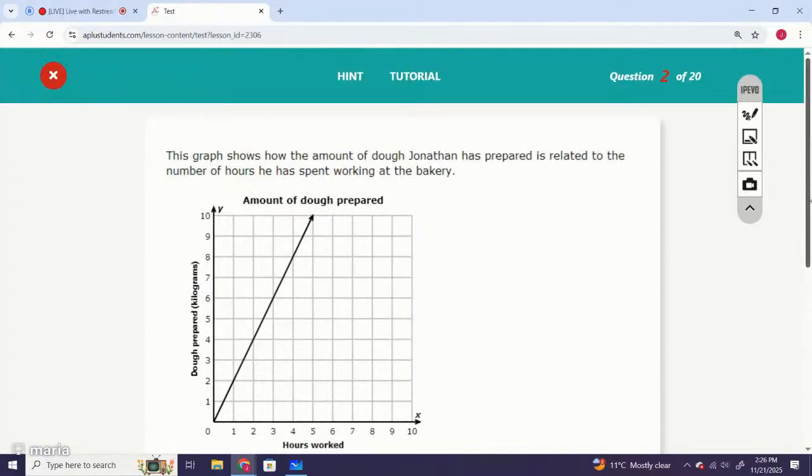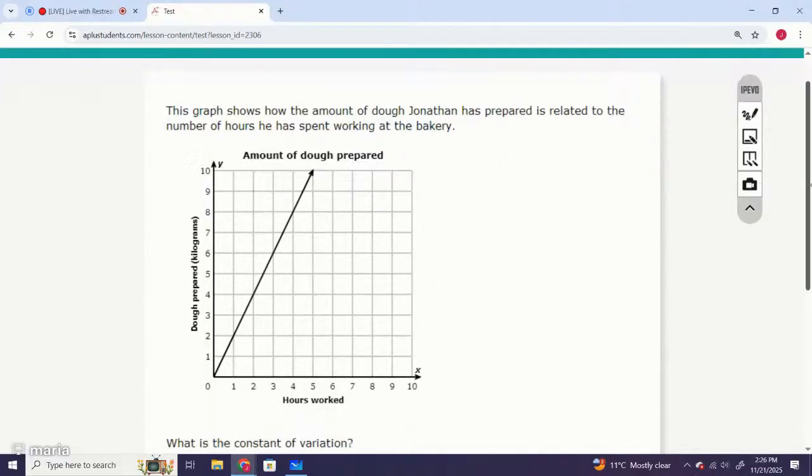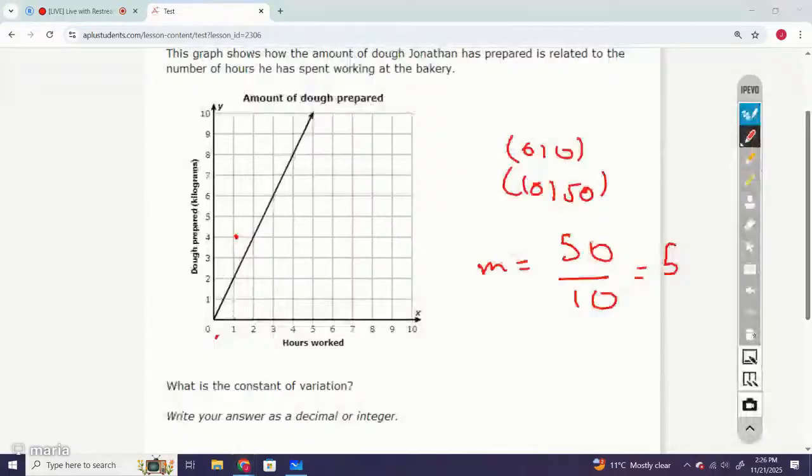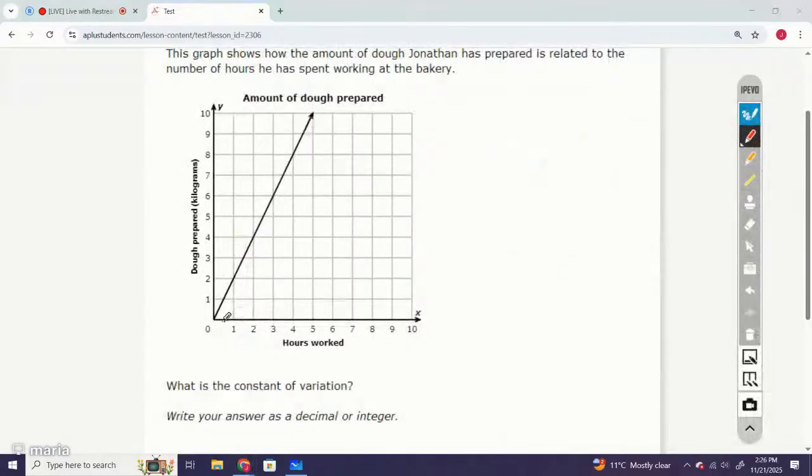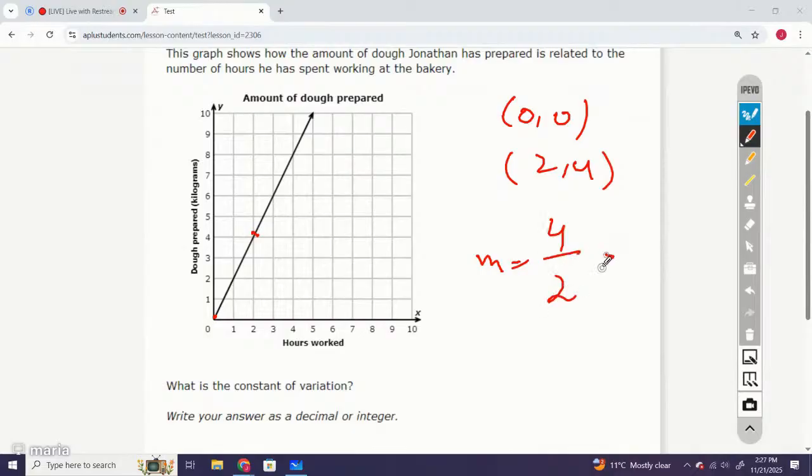The graph shows how the amount Jonathan has earned is related to the number of hours he has spent working at the bakery. What is the constant of variation? For the constant of variation, you can use any 2 points on the graph, whatever points they are. So the first one is 0, 0. Second one is x is 2, y is 4. Let's check the slope, that is change in y, 4 minus 0 is 4, and 2 minus 0 is 2. So the slope is 2.